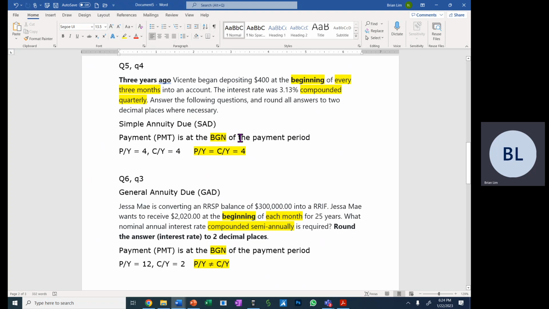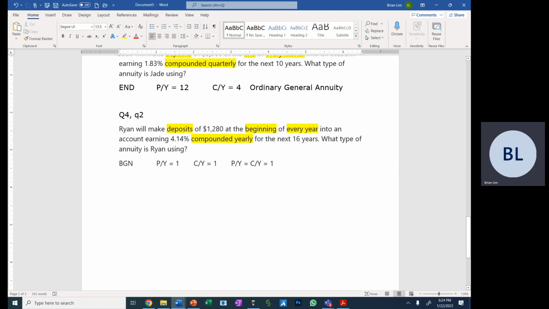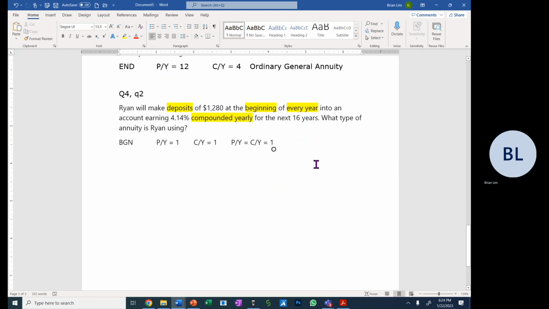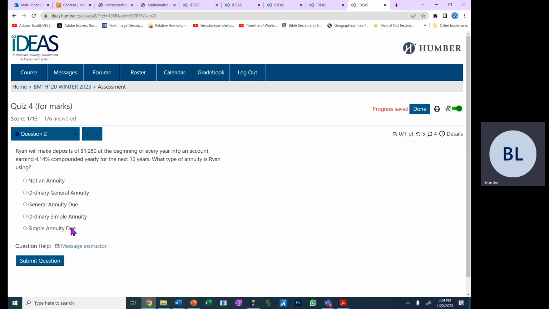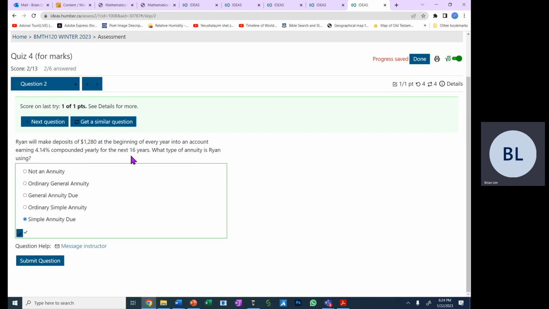PY is equal to CY, and it's at the beginning, so this should be a simple annuity due. All right, so this one here should be a simple annuity due. And I think that will be the correct choice. So it's a simple annuity due. And there we are, we submit it, and it is correct. All right, so that is how classifications of annuities go.